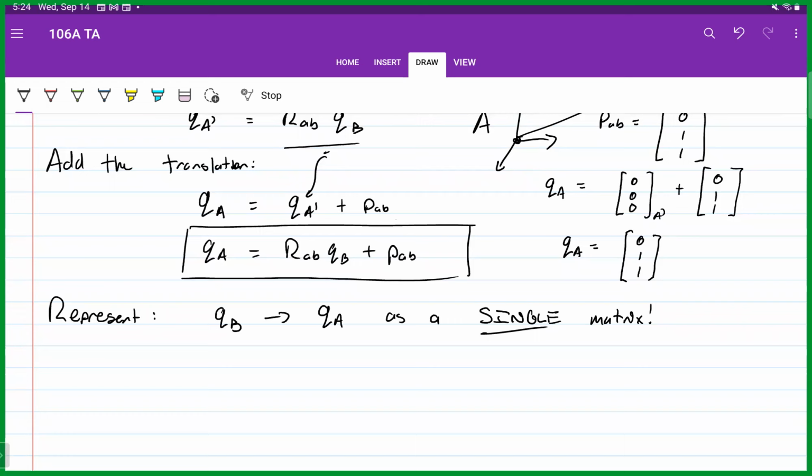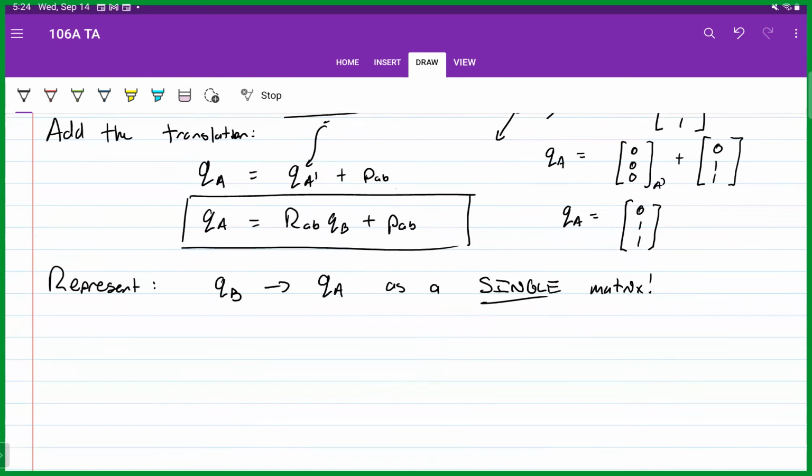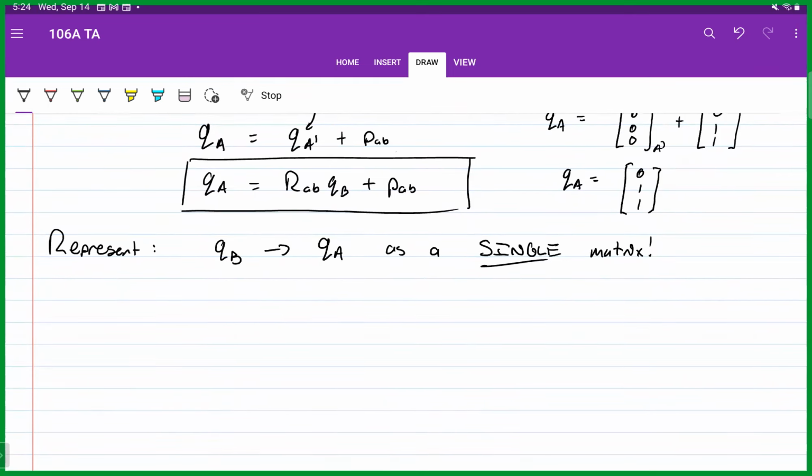So how do we actually represent this as a single matrix multiplication from QB to QA? What does that look like? There's going to be a sneaky trick that we use to do this, and it has a special name that we'll talk about in just a sec. But for now, I'm going to do something a little bit strange. We're going to take a look at this expression right here, and I'm just going to put a 1 underneath that. I'm going to put that in a vector. So beneath QA, I'm going to add a 1.